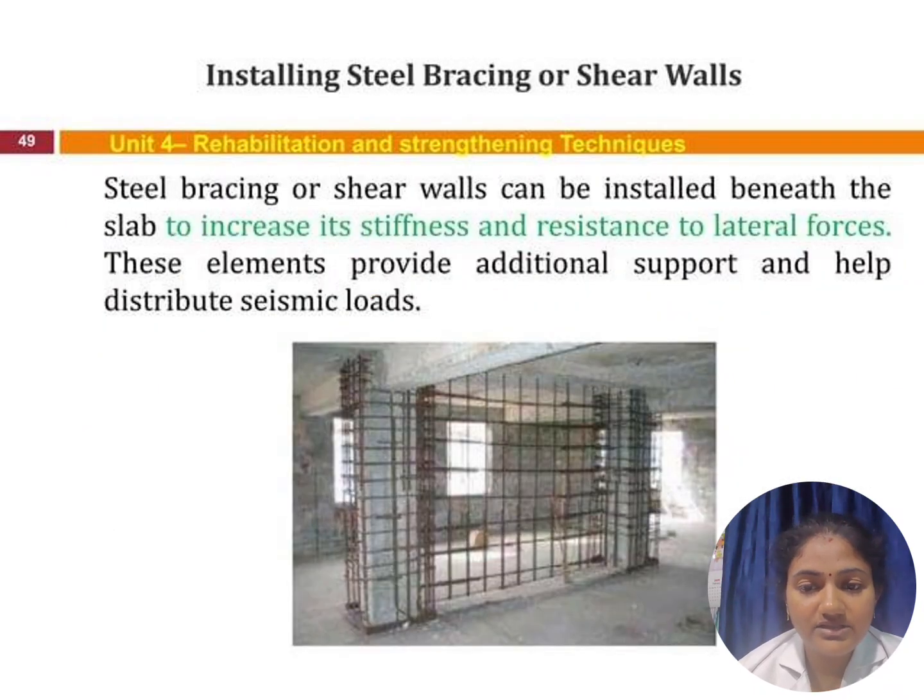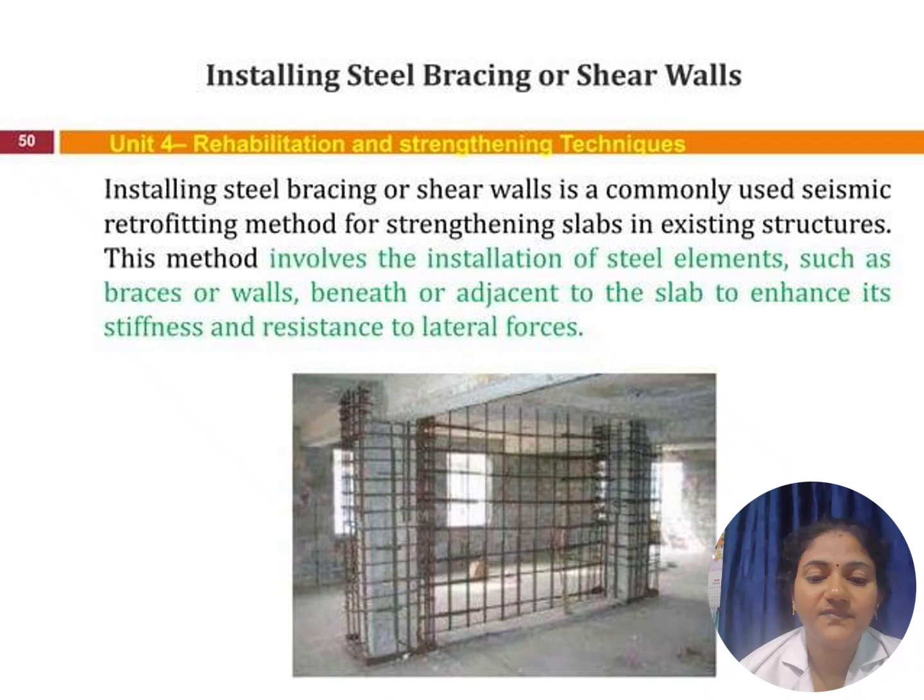And then installing steel bars or shear walls. We are just installing them beneath to increase the stiffness and resistance to lateral forces. Installing steel bracing or shear walls provides additional support and helps to distribute the seismic loads. Installing steel bars or shear walls is commonly used for the installation of steel elements such as braces or walls, to provide stiffness and resistance to the lateral force.